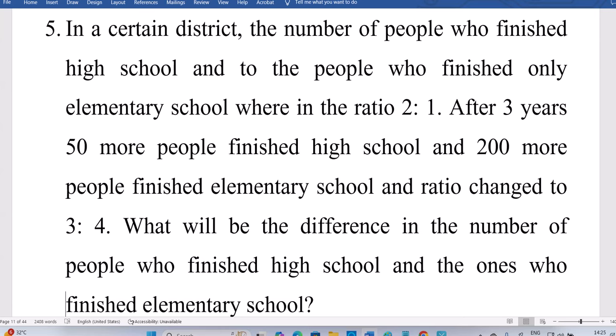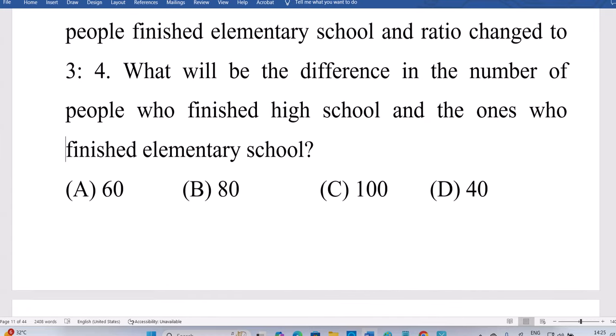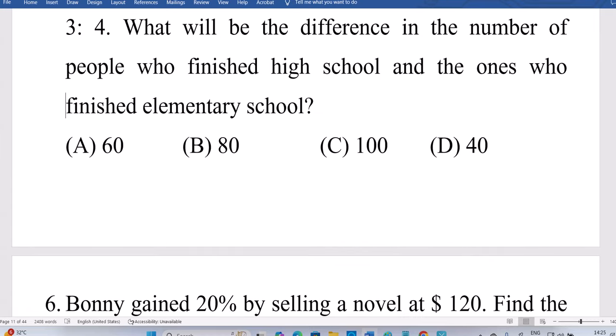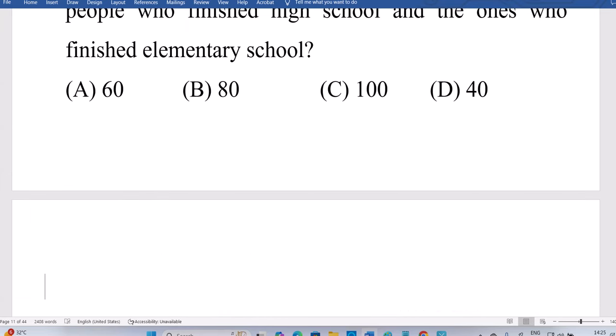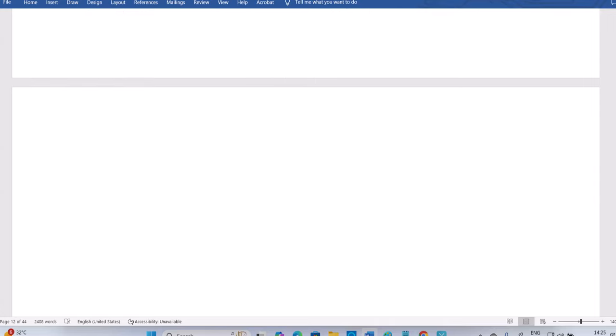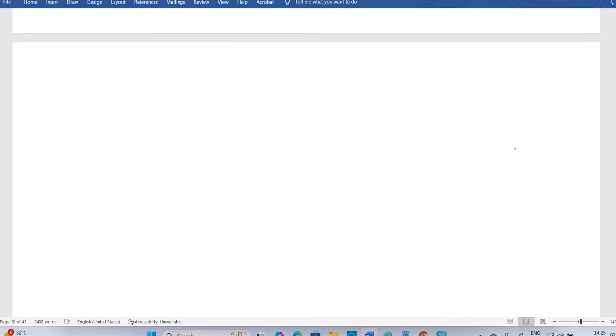I can put the question this way. Boys and girls are 2 is to 1. Okay, 50 boys added, 200 girls added. The ratio is 3 is to 4 now. What's the difference between boys and girls? That's the actual question here. Instead of boys and girls, they said finished high school, finished elementary school like that. Options are available: 60, 80, 140.